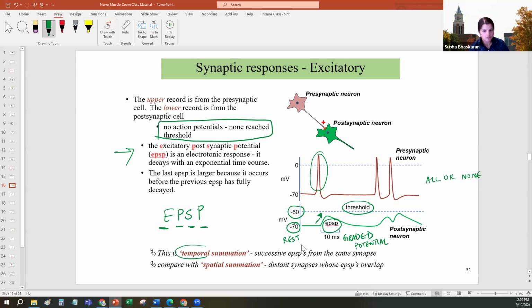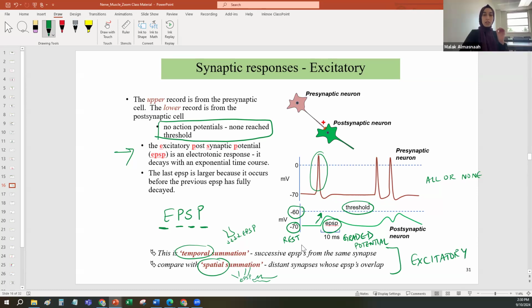All right, so this is temporal versus spatial. Temporal means one neuron trying to exert a lot of EPSPs. Spatial means many neurons are trying to exert EPSPs on this. It's just the intensity coming from one with more intensity, or many to one. That's the difference. But everything is trying to do what? Trying to make it excited. Got it? Okay.